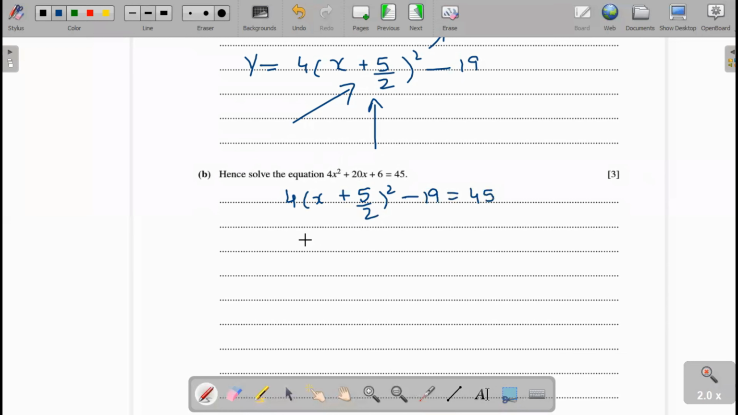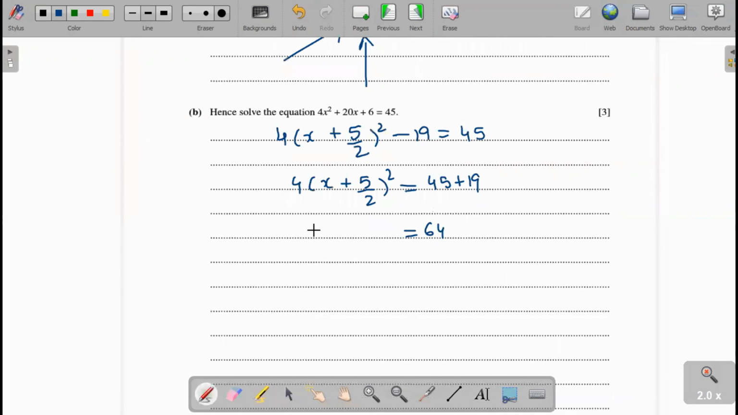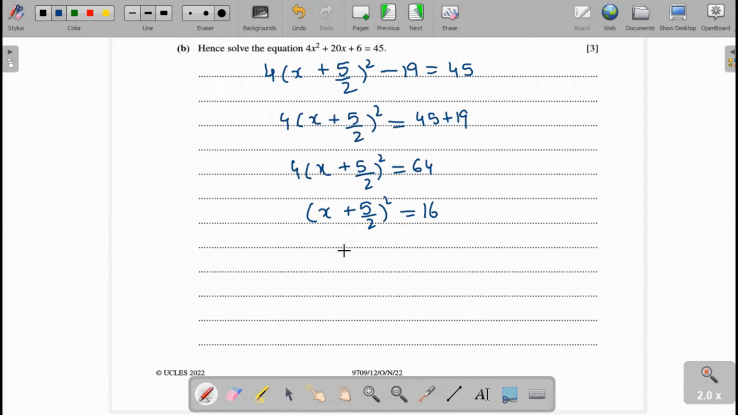Now we can write it as 4 into (x plus 5 over 2) whole squared equal to 45 plus 19, and that value will be equal to 64. Next, we can write it as (x plus 5 over 2) whole squared is equal to 64 over 4, that's equal to 16. Now to simplify, take the square root on both sides.